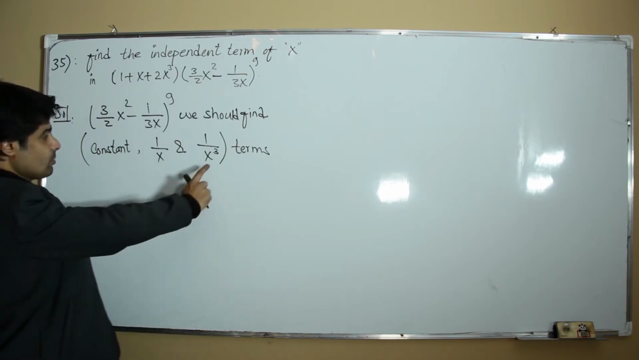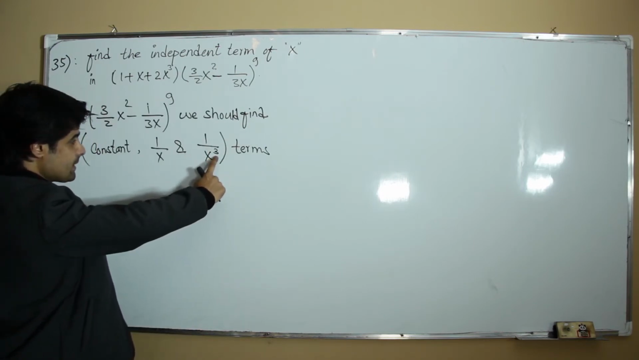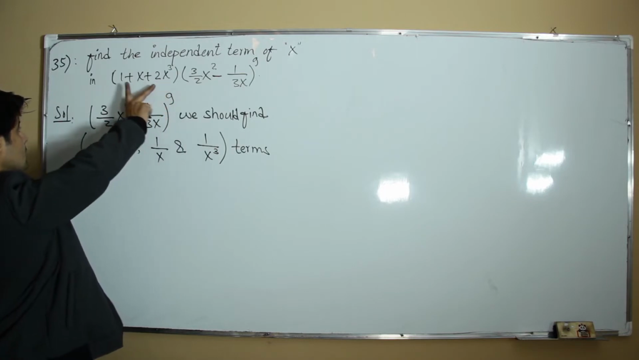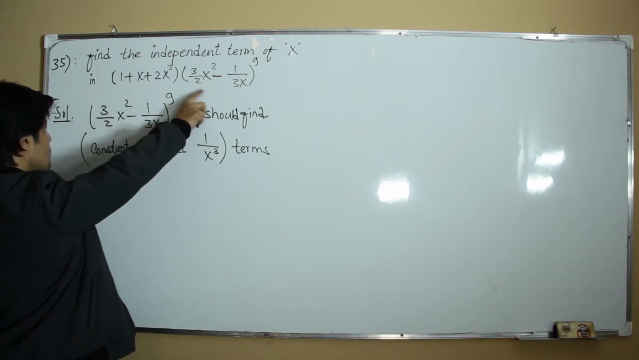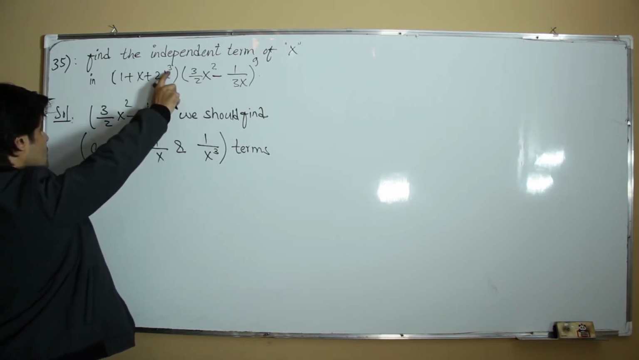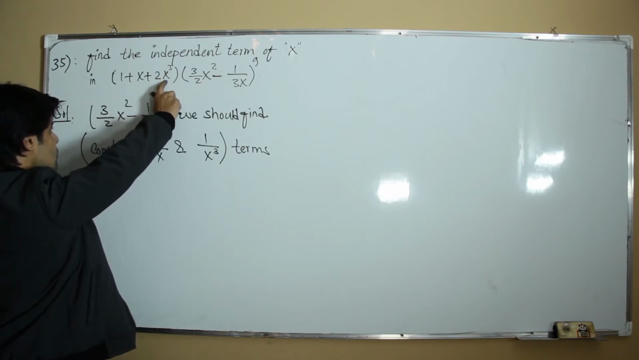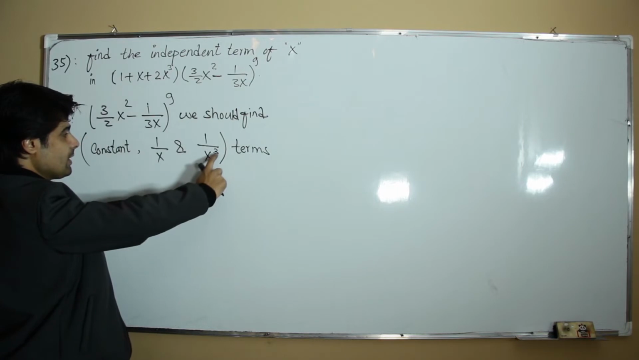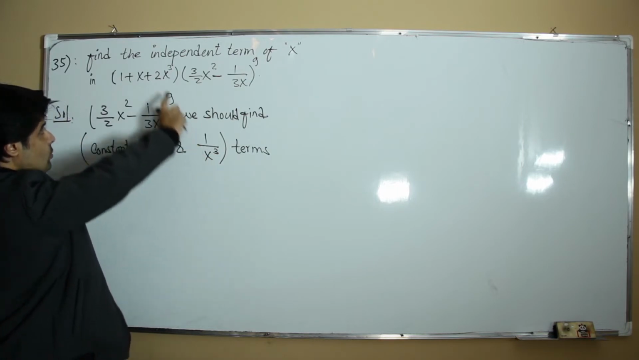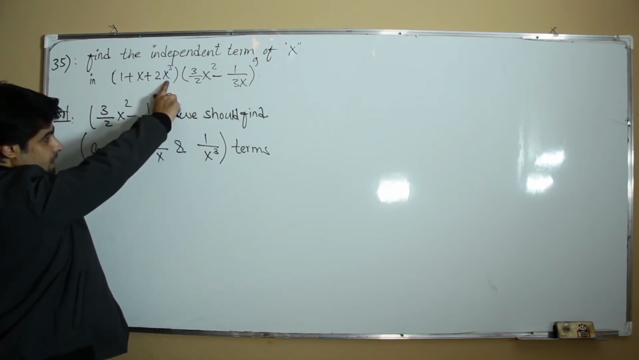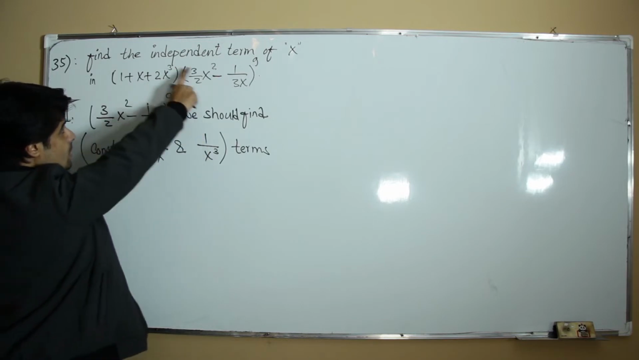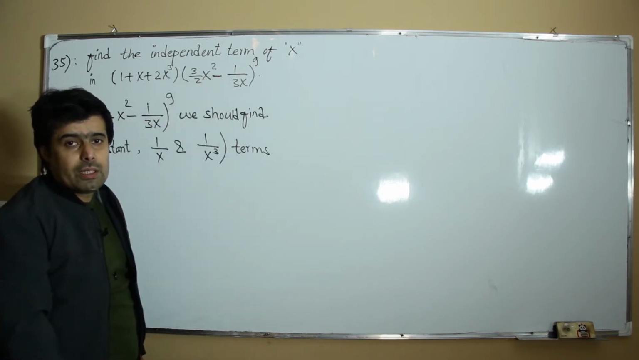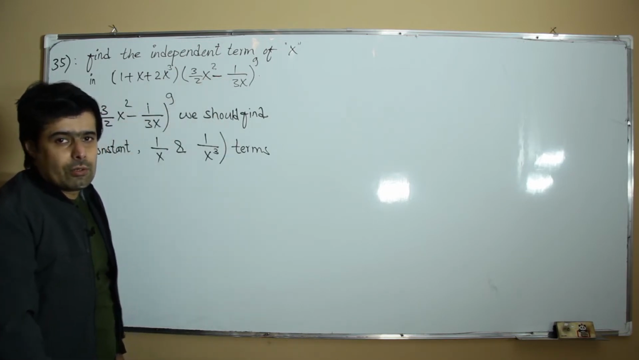And we have to find 1 divided by x cube. Why? Because this bracket is multiplied with this one, and the third term, which is 2x cube, if this one is multiplied with a term which has 1 divided by x cube, this x cube with this x cube is cancelled, so the remaining is an independent term of x. I think you have got it.